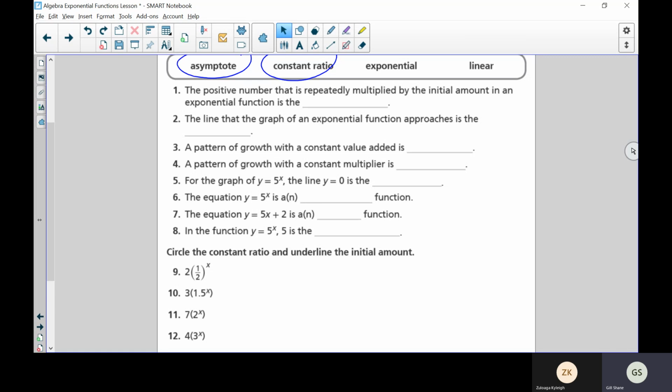Well, which one is the constant ratio? What's the definition? Right. So which one is the pattern based on what we learned earlier? Which variable? Well, not the x, the number that's with the x. So you just circle the number that's with the x. And then you underline the initial value, which is the same as the y-intercept.